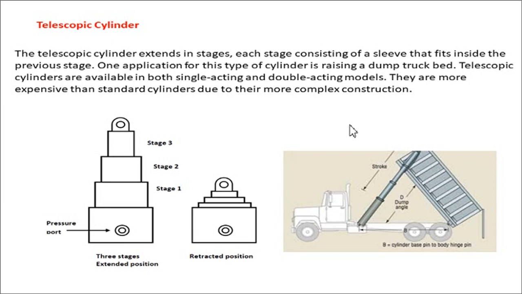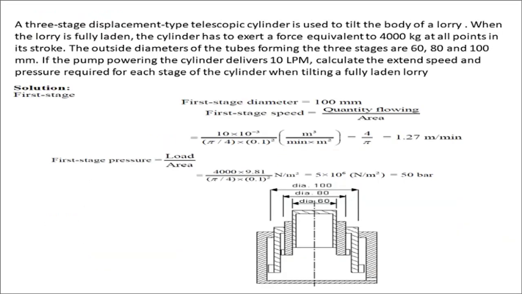Since you need a faster dumping action for the content material in this particular dumper truck, you use the telescopic arrangement. The telescopic arrangement will give you faster movement of this particular arm, which will help you to dump the load. So let us consider that with the help of a numerical.